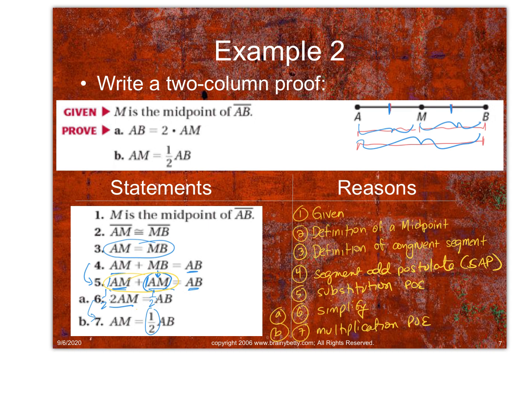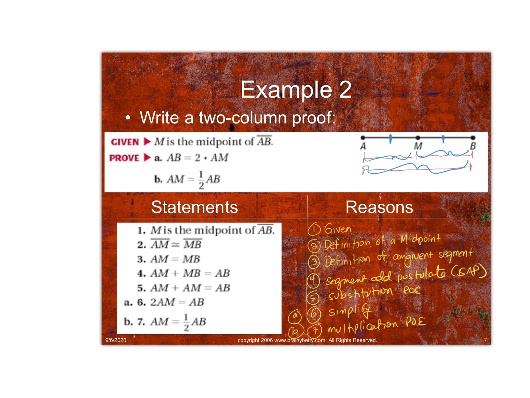Now, personally, I would have used division. But again, that's why proofs are all different. From here, I would have divided both sides by 2, and I would have had AM equals AB divided by 2, and it would have been the division property of equality. But they used multiplication, so that's what we're going to use ourselves.